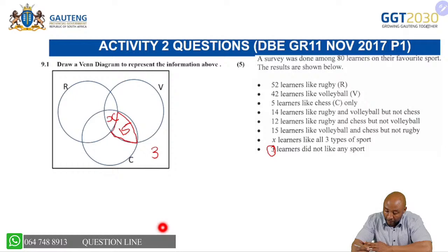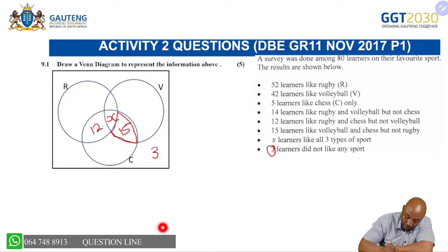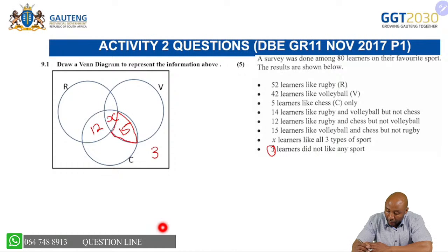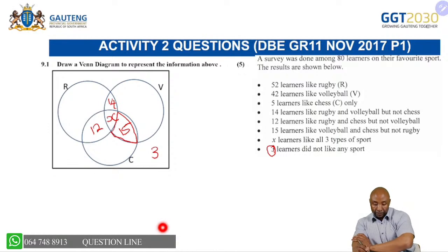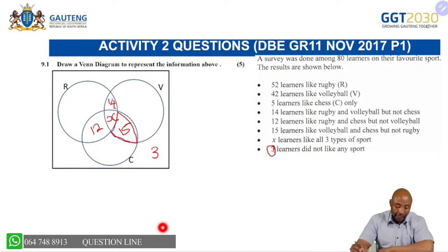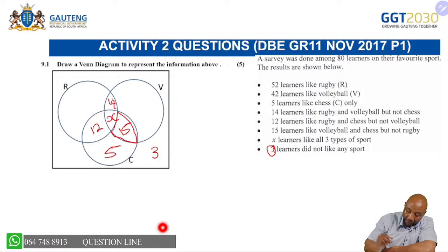12 learners like rugby and chess, but not volleyball. I'll put the 12 there. 14 learners like rugby and volleyball, but not chess. So I'll have 14 here. And then 5 learners like chess only. It means here I'm putting a 5.